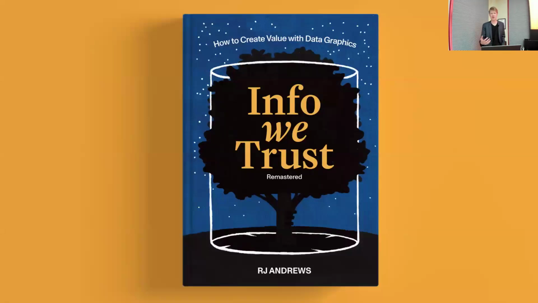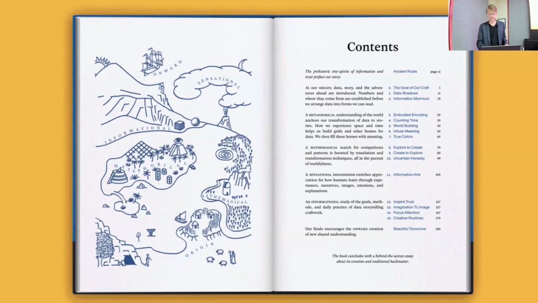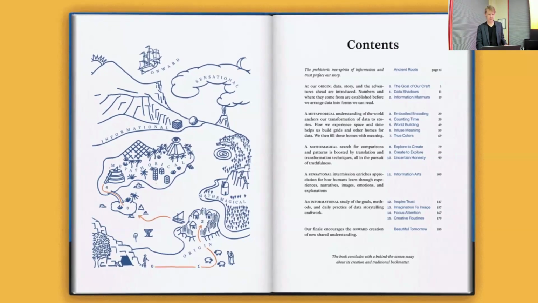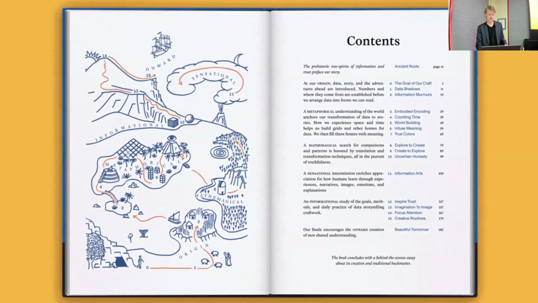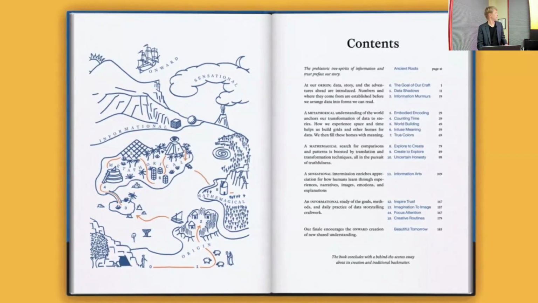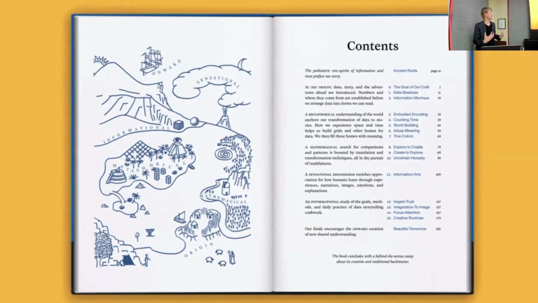And so this is also a bit of a book talk, right? Info We Trust: How to Create Value with Data Graphics. There's that word value again, the value of charts as social tools, the importance of thinking of making charts as a craft. I'm going to show just a little bit of the book as we flip through. Of course, it's a book about information graphics.